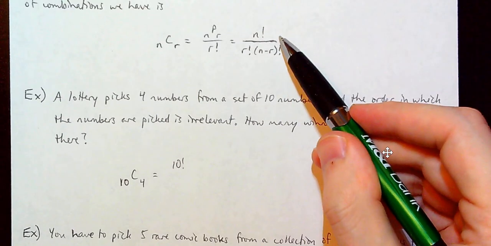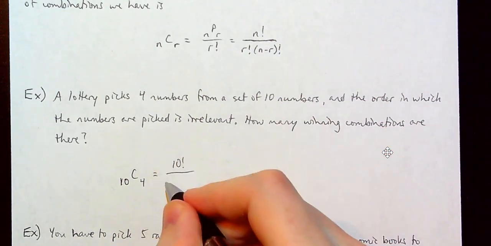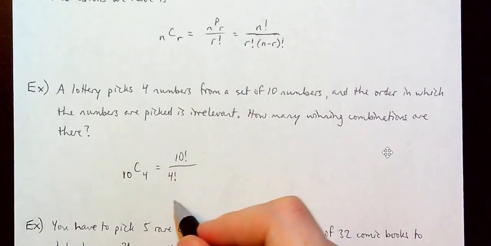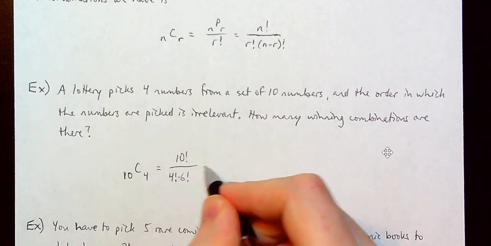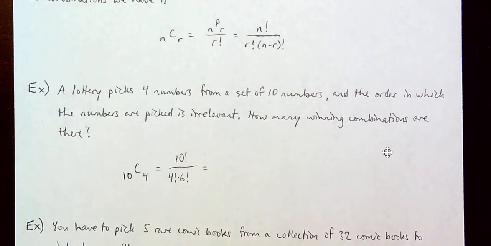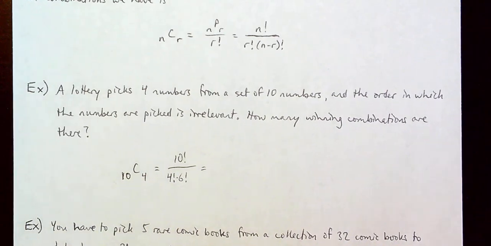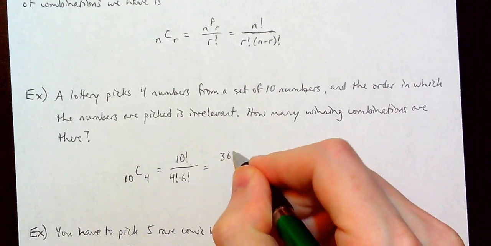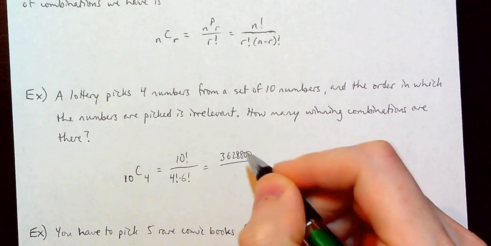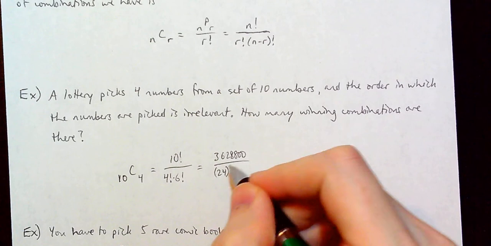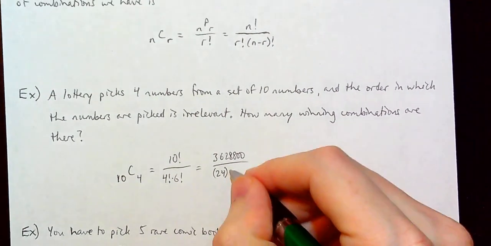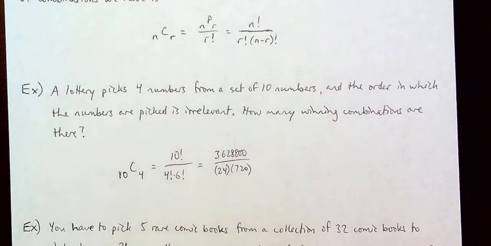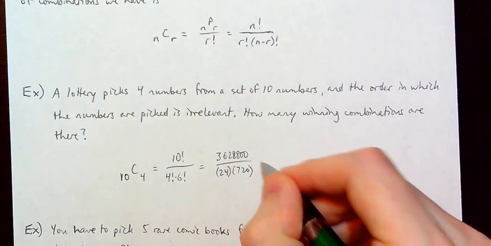which, using our formula at the top here, n is 10, r is 4. It's going to be 10 factorial divided by 4 factorial times (10 minus 4), or 6 factorial. If you plug these into your calculator, you find that 10 factorial is 3,628,800, 4 factorial is 24, and 6 factorial is 720. So if you do 720 times 24, and then divide 3,628,800 by that number, you will come up with 210.